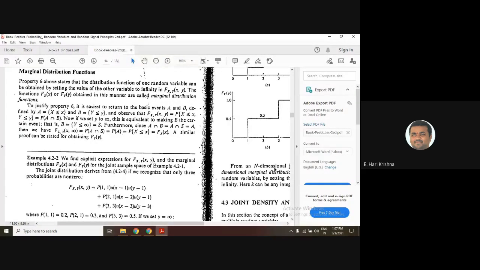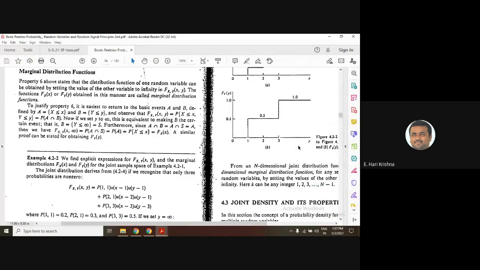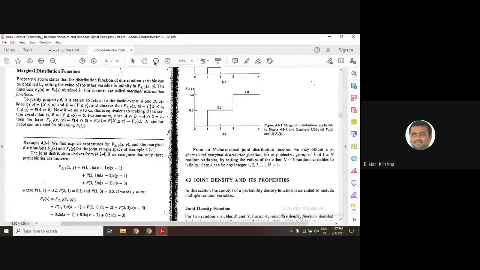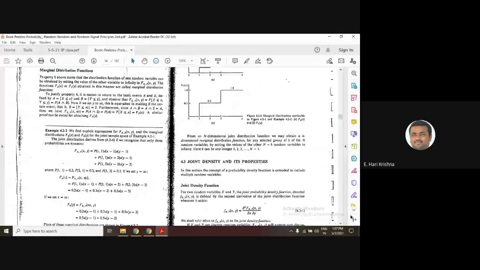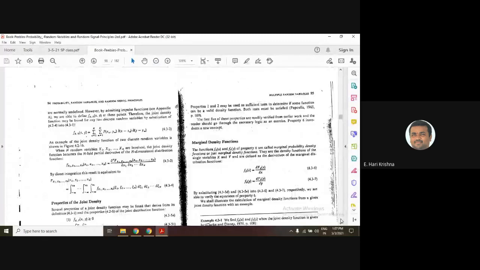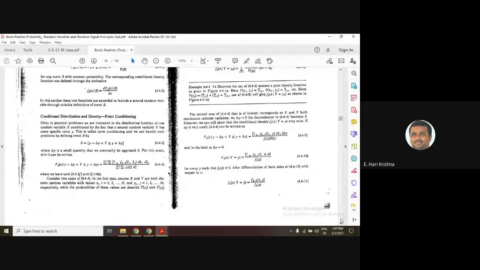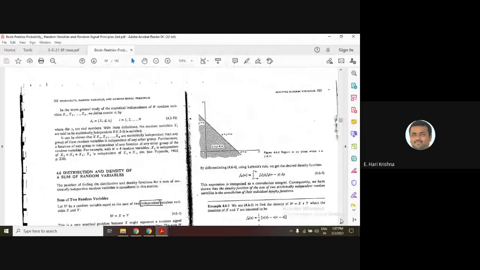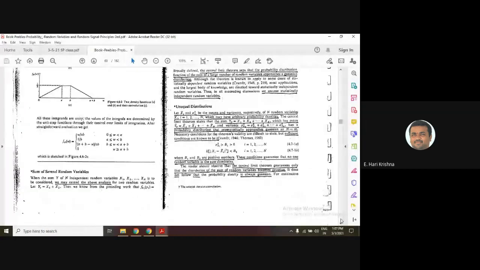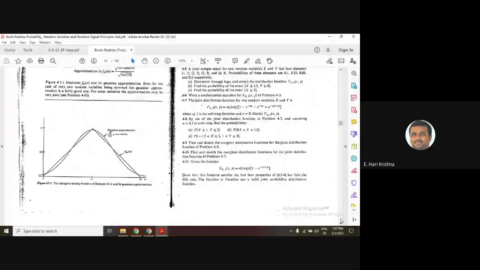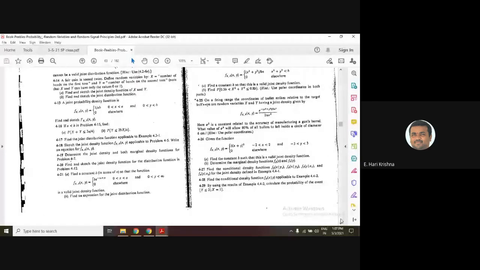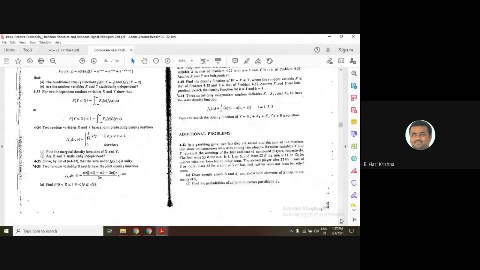So these are all things we discussed in the previous class. Some problems we have seen now, the problems related to joint PDF and joint CDF. You see, joint PDF and joint CDF and its properties are just now evaluated. Now we'll directly move on to the next chapter in this book.